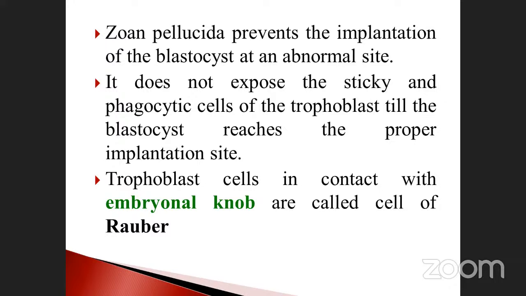I told you. Okay. The trophoblast cells in contact with the embryonal knob are called cells of Rauber. The embryonal knob, you already know, is present inside, the inner cell mass, isn't it? Rauber means what? It is also a trap for the cells.